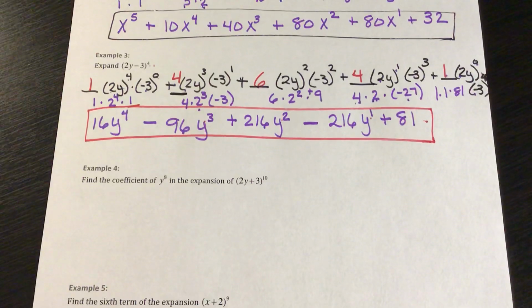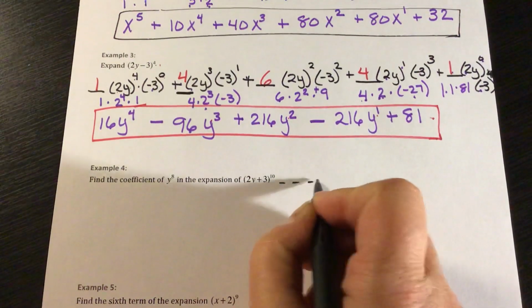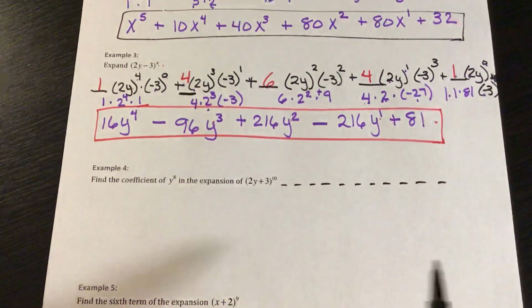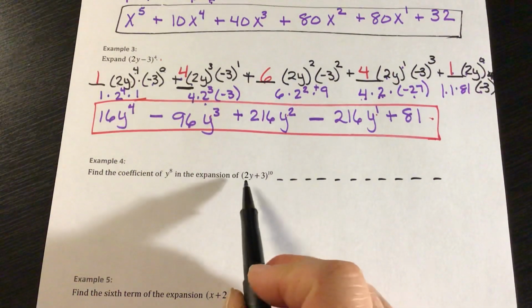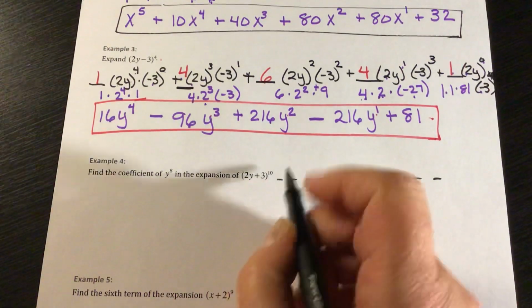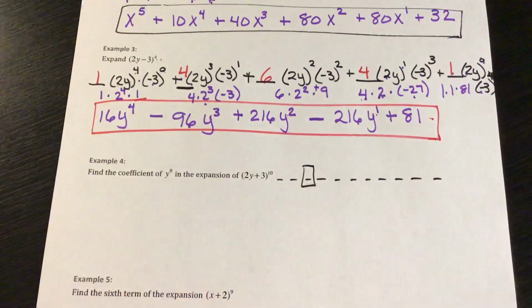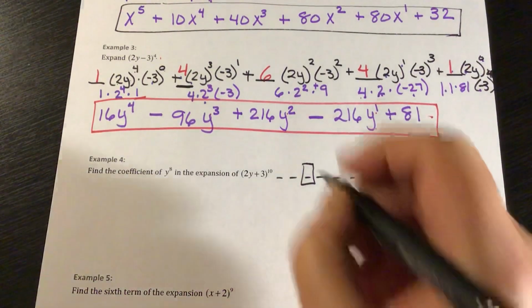All right, so example 4, it's asking us to find the coefficient of y to the 8 in the expansion of (2y + 3) to the 10th power. I know that I'm going to have 11 terms here, and I only want one term, the y to the 8th term. So in this case, this would be y to the 10th, 9th, so I want this term right here. This would be y to the 8th.